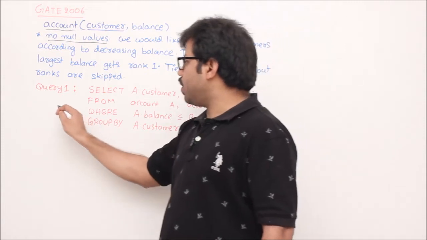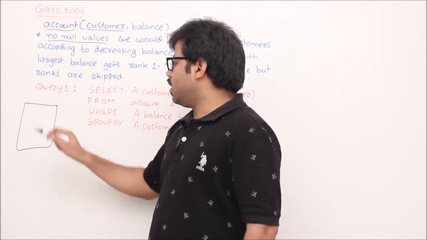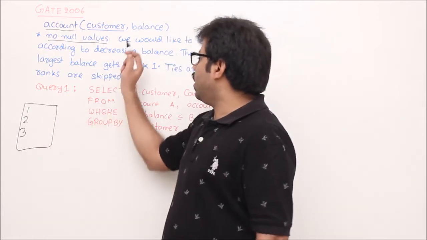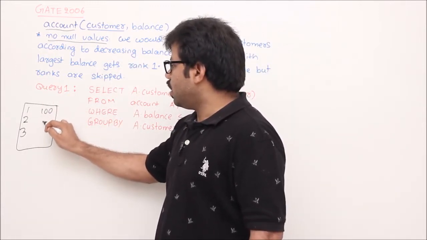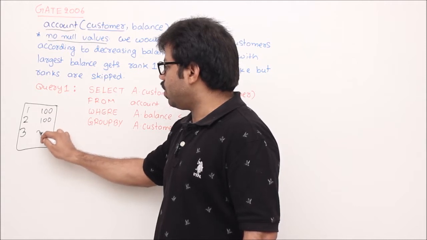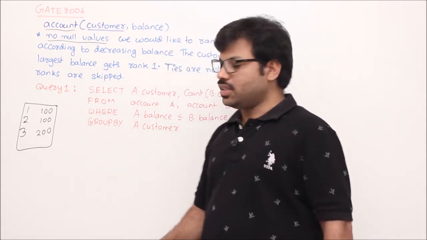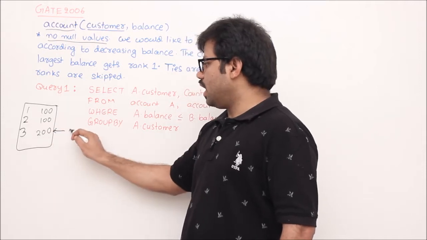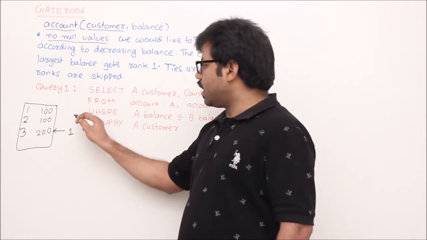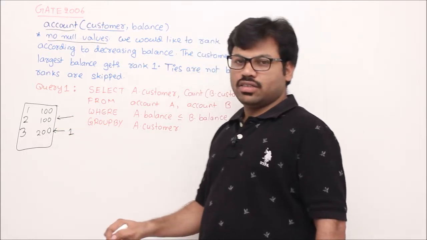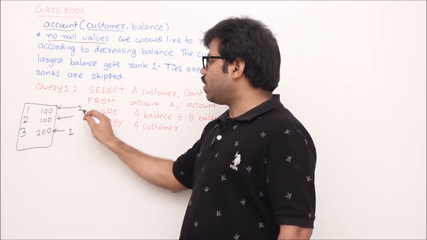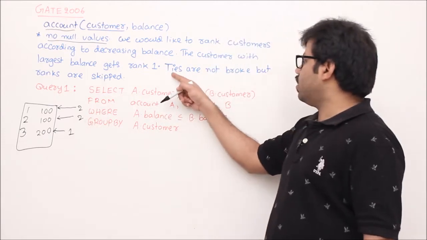That means, for example, see this data. There are 3 customers, 1, 2, 3. Let's say these are customer IDs and the balances are 100 rupees, 100 rupees and 200 rupees. The highest balance is customer 3, right? He gets rank 1. Now the second balance, 100, is the second highest, but there are 2 people, so for both of them we give rank 2. That is what he is telling.